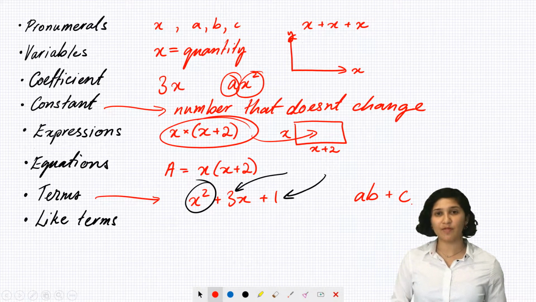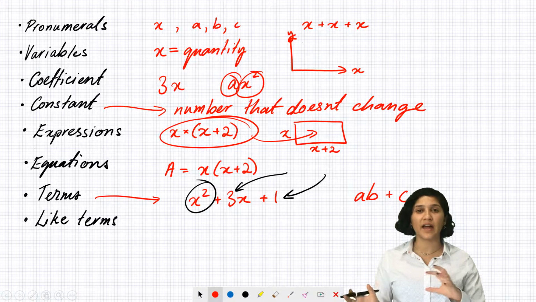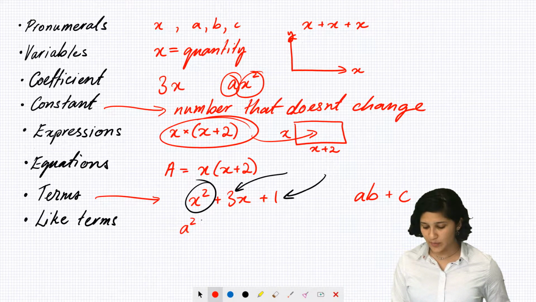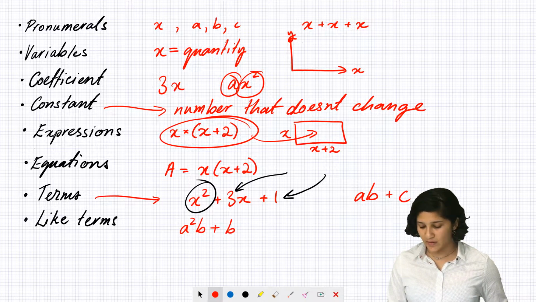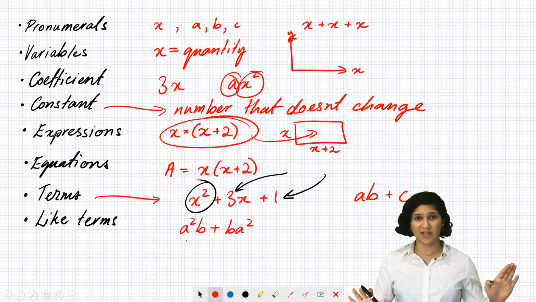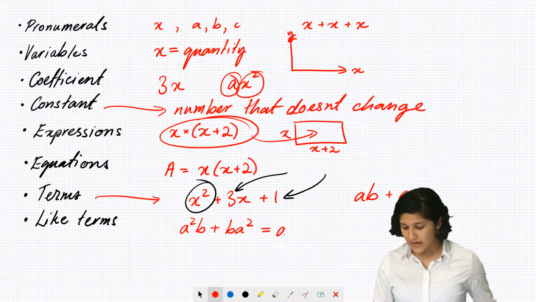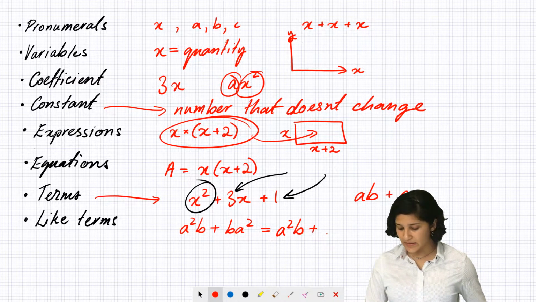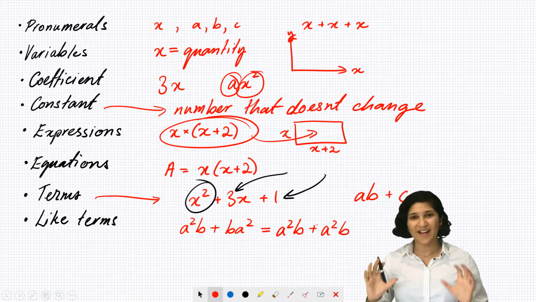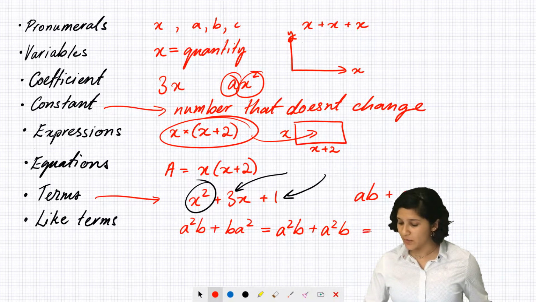Okay? And finally, we've got like terms. So like terms are terms that are the same type, so I can actually combine them. So for example, if I have a squared b and b a squared, I know that because the order in multiplication doesn't matter, they're actually the same type of term. So I can rewrite this as a squared b plus a squared b. And now I know that those two chunks are the same type of number. So I can just add those together to get 2a squared b.